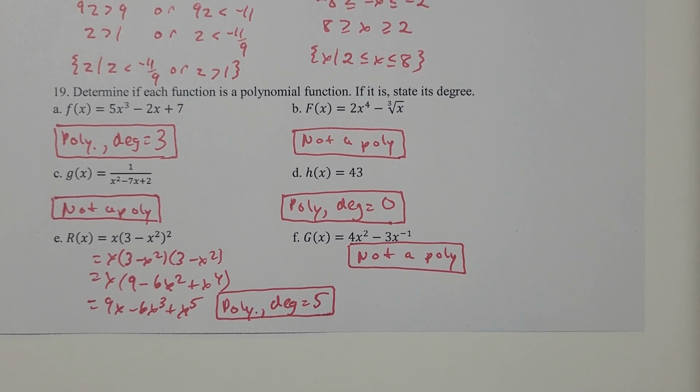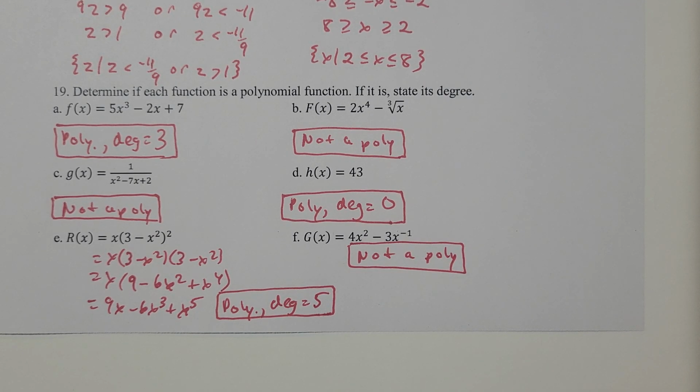All right, so we're on problem 19 here. It says determine if each function is a polynomial function. If it is, state its degree. Okay, so part A, we have f of x equal 5x cubed minus 2x plus 7.